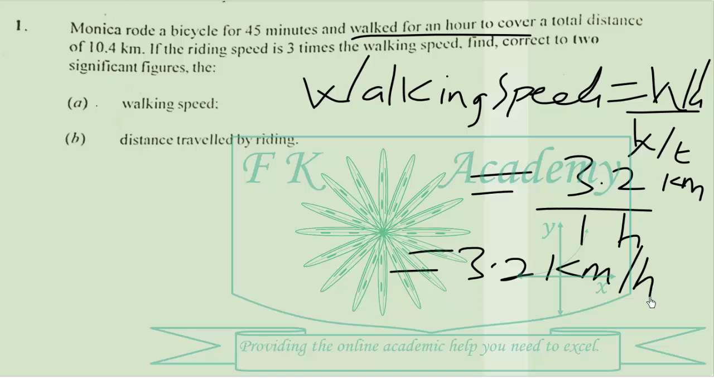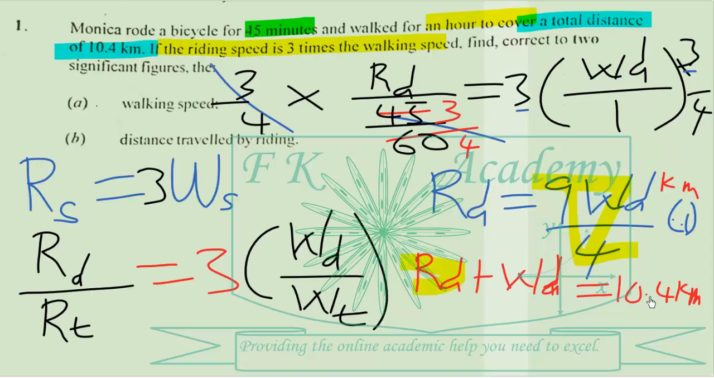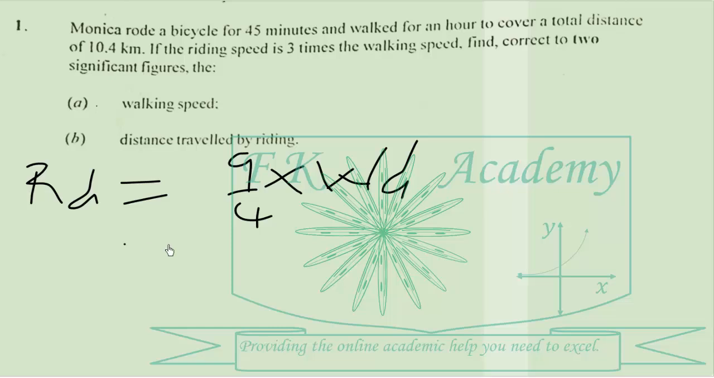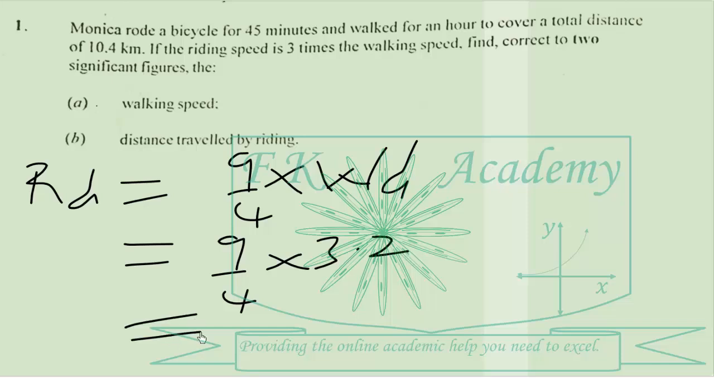Then we are also asked to find the distance traveled by riding. So don't forget that the riding distance is 9WD over 4. So the riding distance is 9/4 times the walking distance, which we found to be 3.2. So 9/4 times 3.2 will give us 7.2 kilometers.